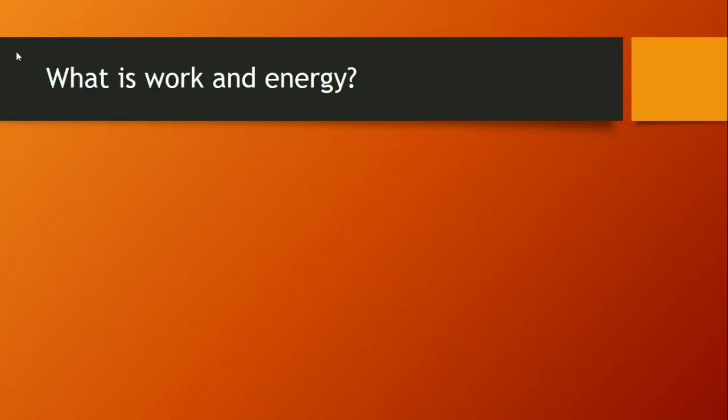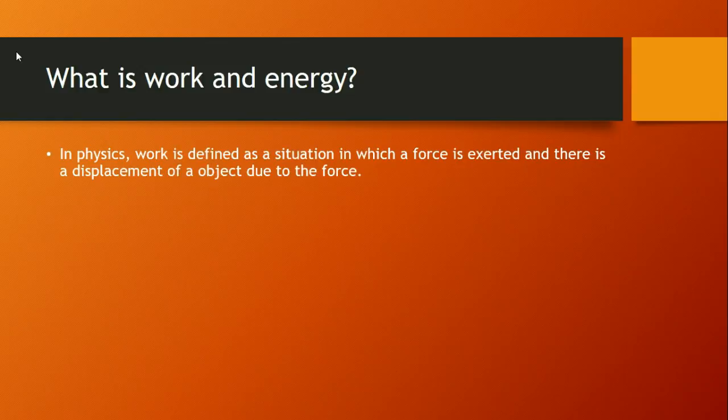So, first, what is the definition of work and energy? In physics, work is defined as a situation in which a force is exerted and there's a displacement of an object due to the force. So basically, in physics, if we have a force and it moves something, we have work. And whenever there's work done, there has to be energy transferred. So this is how we can relate work and energy to solve problems.